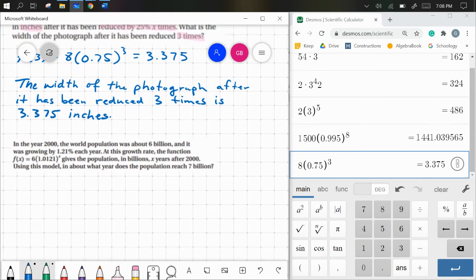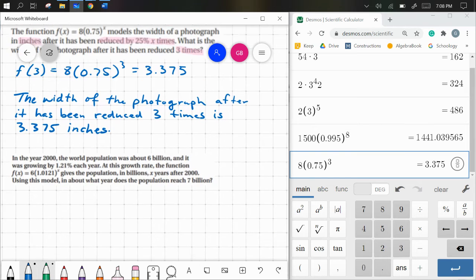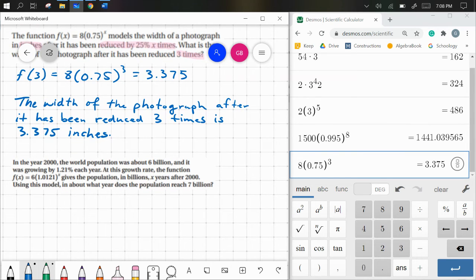All right, let's do, I think, one more. Yeah, this is the last one. In the year 2000, the world population was about 6 billion and was growing by 1.21% each year. At this rate, the function f of x is equal to 6 times 1.0121 to the power of x gives the population in billions x years after 2000. Using this model, in about what year does the population reach 7 billion?